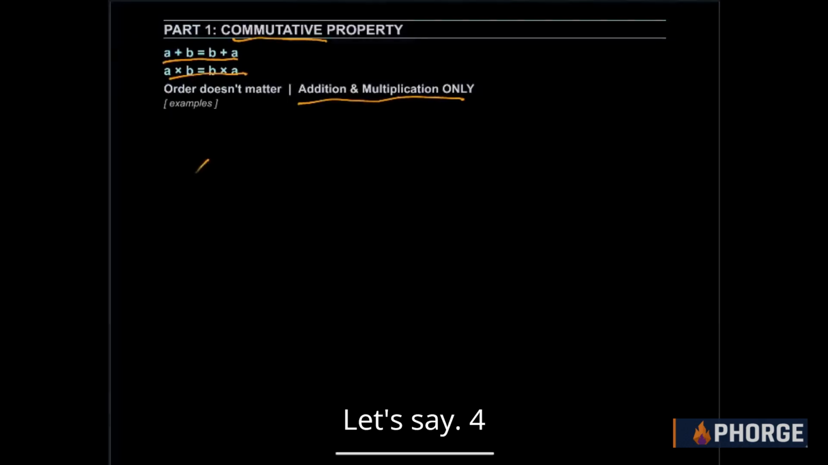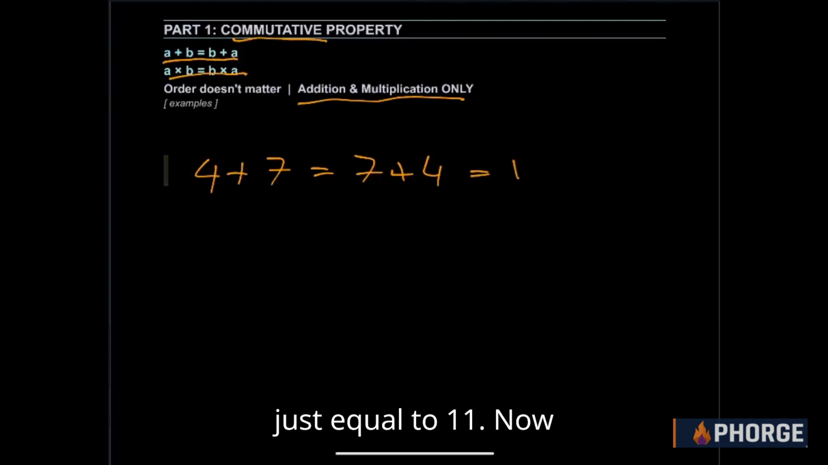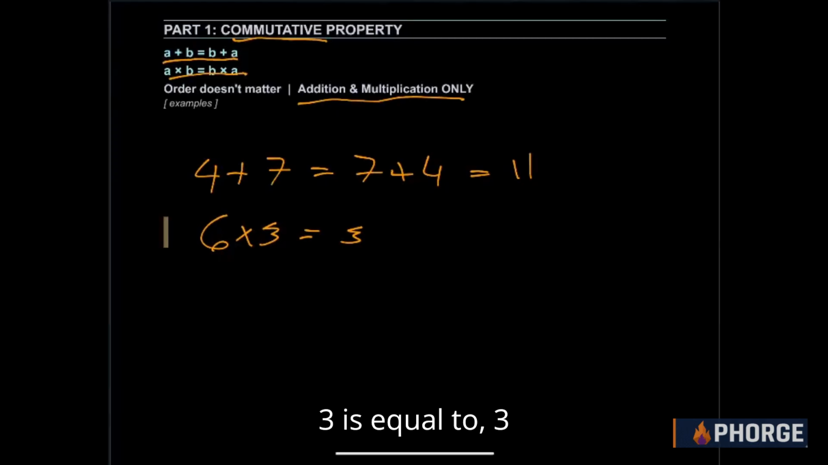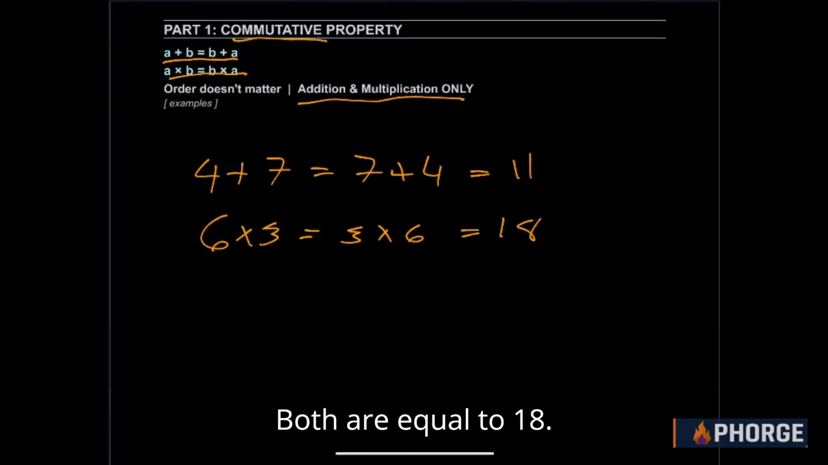Let's say 4 plus 7 is equal to 7 plus 4, which is just equal to 11. Now, we could also do the same for multiplication. 6 times 3 is equal to 3 times 6, and both are equal to 18.